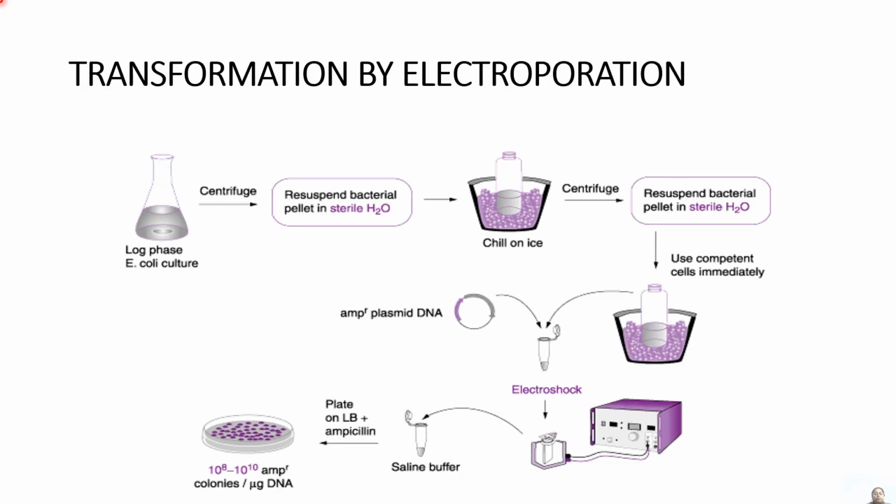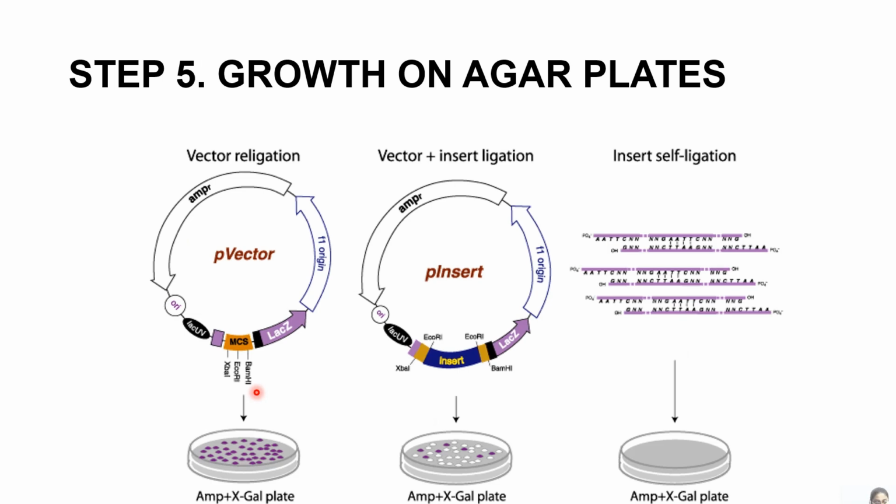We can also do transformation by electroporation. I think the calcium chloride and heat shock method is more popular in labs. But the electroporation technique can also be used. Basically, you give an electroshock in saline buffer and the plasmid is taken inside. Then you grow on agar plates.